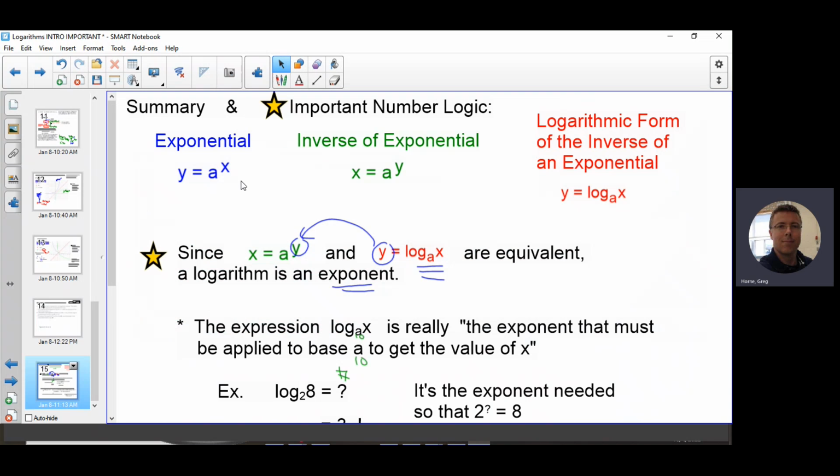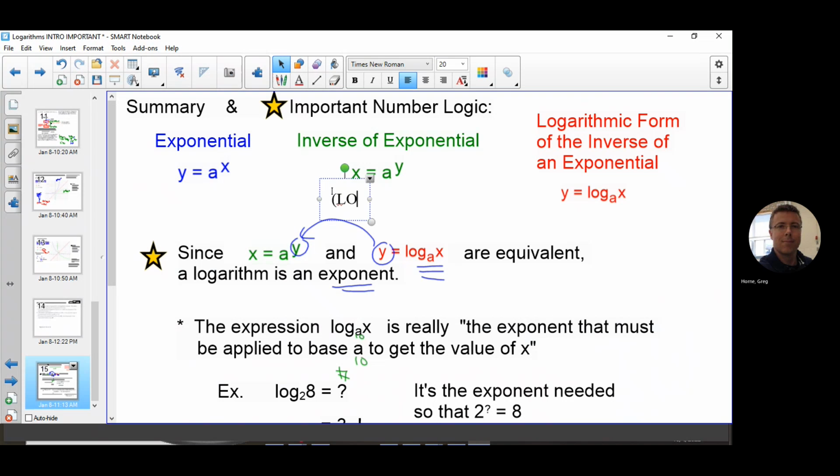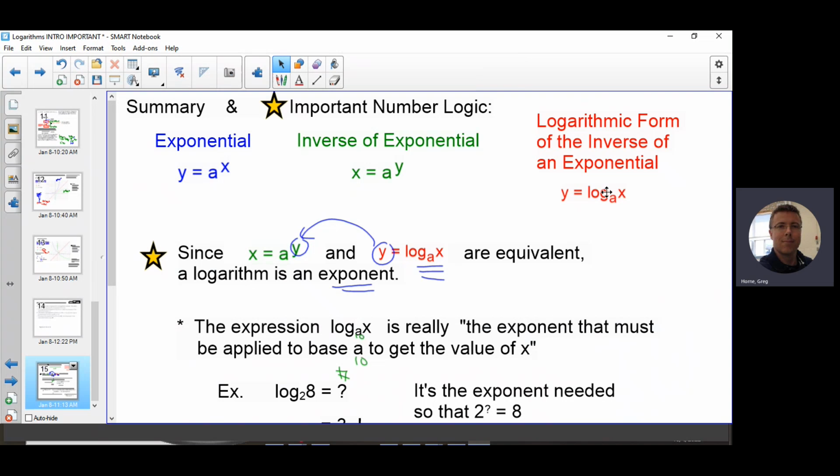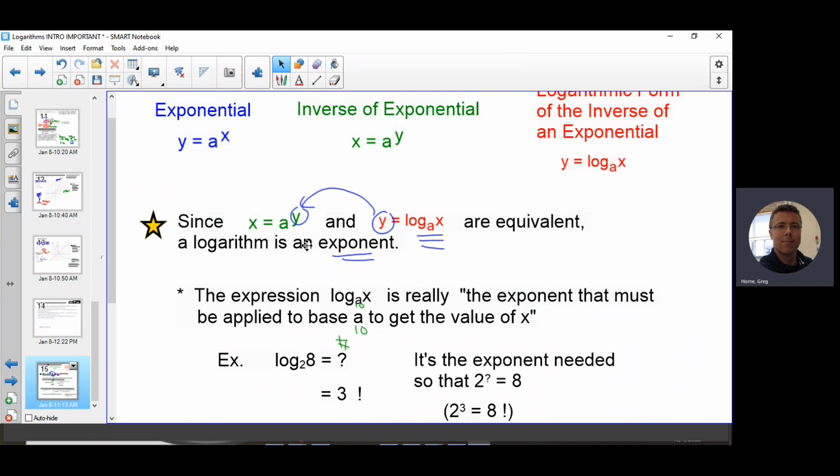And so this is just a recap of that. Exponential form, that's an exponential function itself. There's the exponential version of the logarithmic function. I should write that in there. They're both logarithmic equations, but I won't type that. This is the logarithmic form of that inverse. So this is the inverse of exponential, and then this is the logarithmic form of it. So yeah, this is the conversion.